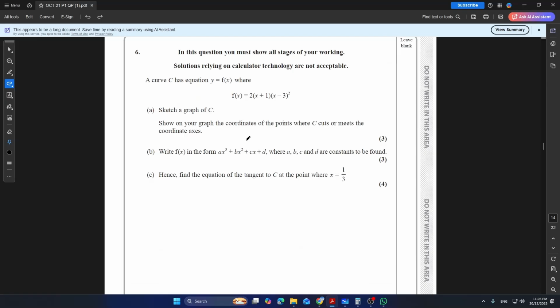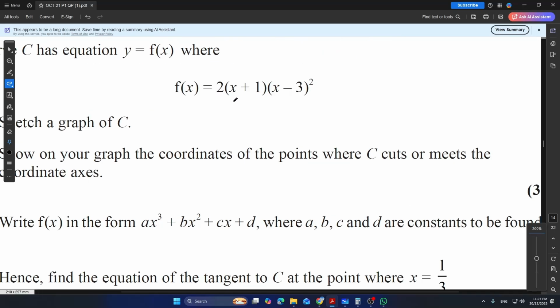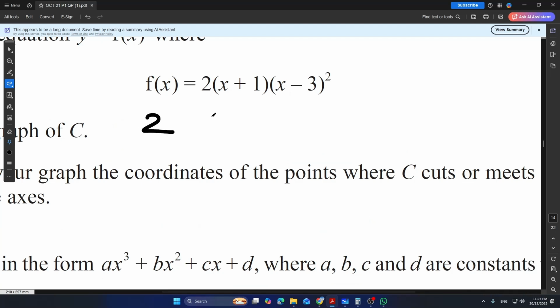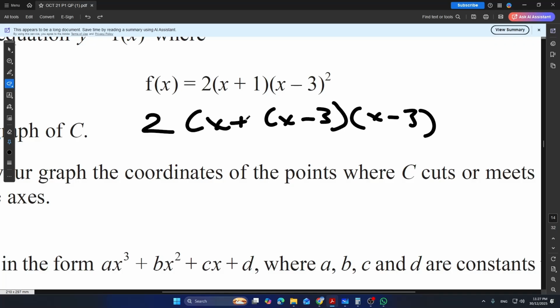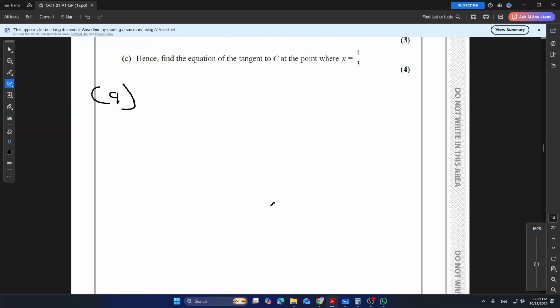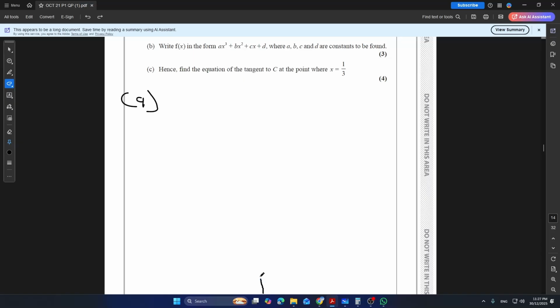They don't mind. Okay, so as you can see here, it says a curve C has equation y equal to f of x, where this is our equation. Now, first thing to do, we need to sketch a graph of C. How to sketch a graph of C? Okay, understand that squared, by the way, means this. X minus 3 squared is the same as x minus 3, x minus 3, and x plus 1.